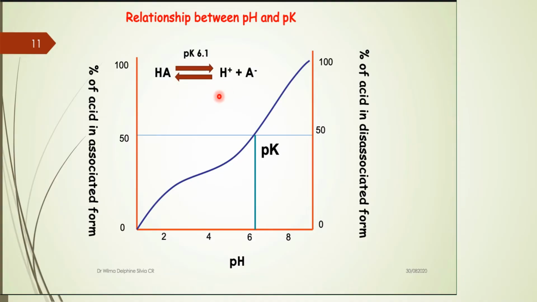So what is the use of the pK? This indicates the buffering capacity. The buffering capacity is optimum when the pH is equal to pK. So if the pK is equal to pH, then the buffering capacity is optimum. Otherwise, if the pH is equal to pK plus or minus 1, then it has effective buffer capacity.